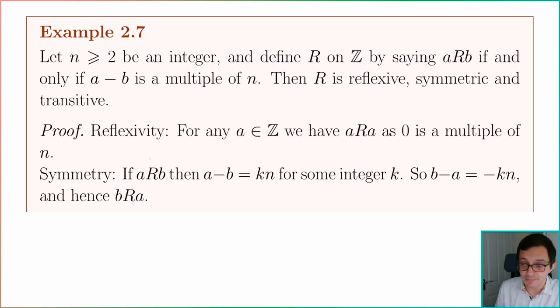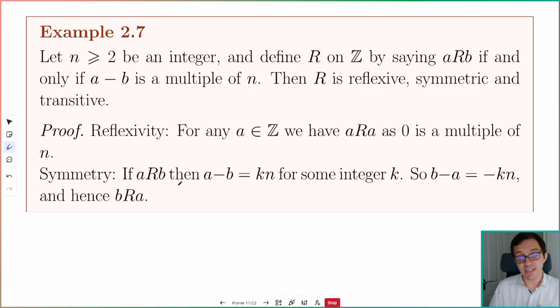Here's my definition. I'm defining a relation on the integers by saying that a is related to b if and only if the difference between a and b is a multiple of n, where n is some integer that's at least 2. I claim that this relation, to do with the difference being a multiple of n, is reflexive, symmetric, and transitive, which you'll remember those are the properties that the equals sign has. It's in good company there having those properties. Let's check it with a proof, just to work through the definitions.